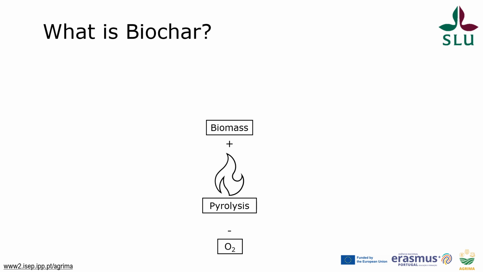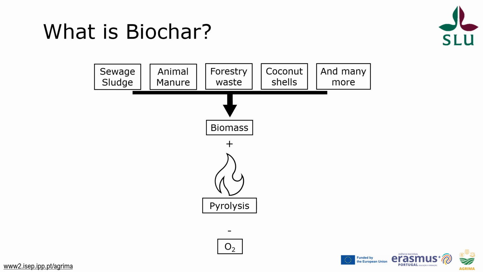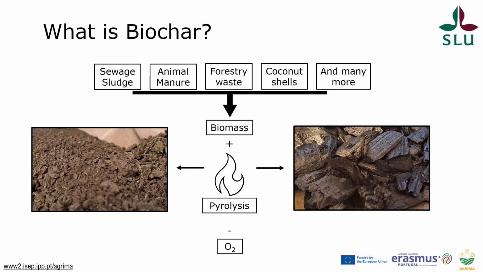However, to make biochar, the biomass can be of different types of waste products usually. So it can be of sewage sludge, it can be of forest waste, wood type, but also coconut shells, animal manure. Think of any type of waste product that can go under pyrolysis, and you can make a char out of it.